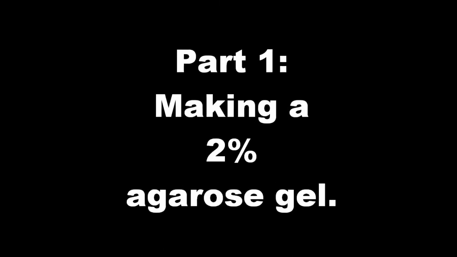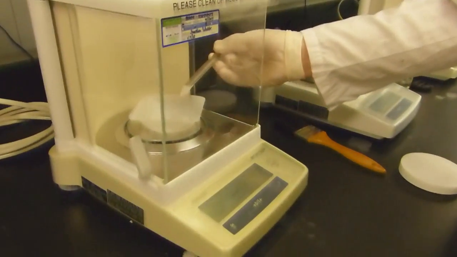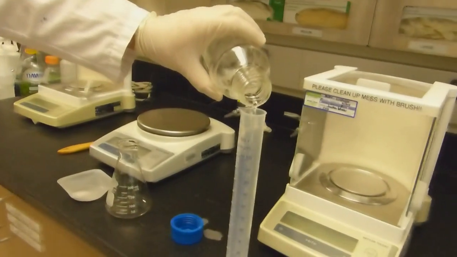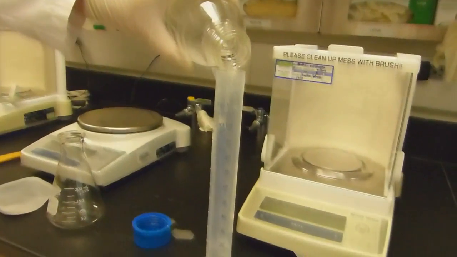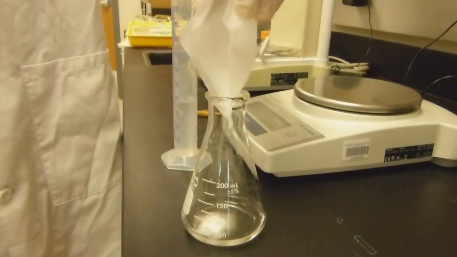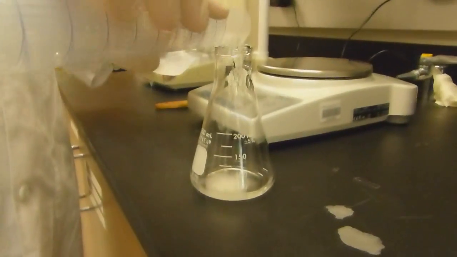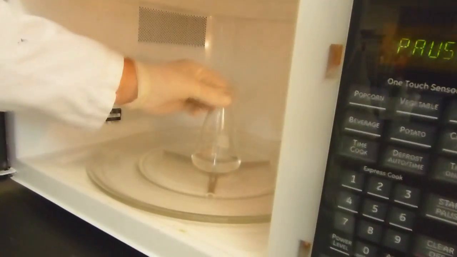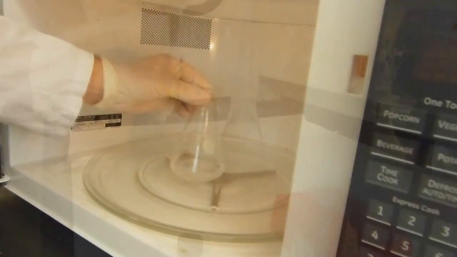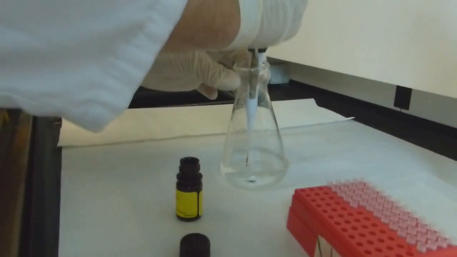To make your 2% agarose gel, measure 1.2 grams of agarose and add it to 60 milliliters of TBE running buffer. Add a little buffer to an Erlenmeyer flask. Then add the agarose and the remaining running buffer. Swirl it and heat it in the microwave until it boils. Once it's cooled slightly, add 2 microliters of ethidium bromide.